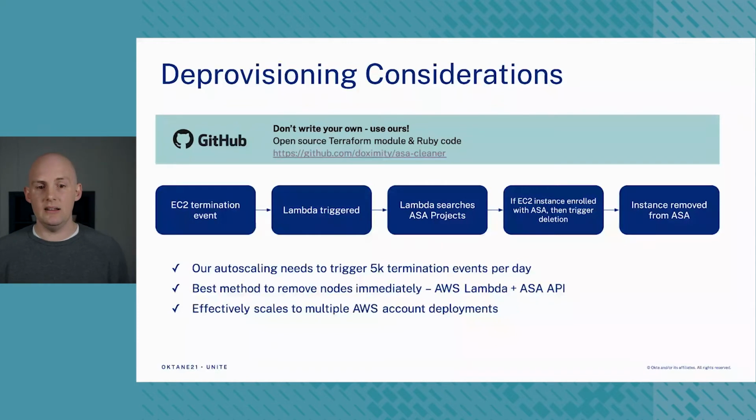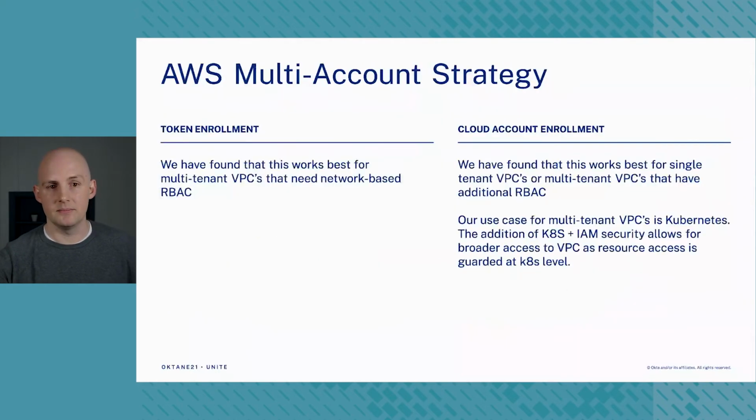So this really meets our needs as we're triggering thousands of termination events every day, and it effectively scales out to multiple accounts. All you need is a Terraform module with an API key in ASA, and you can immediately deprovision servers as they spin down in EC2 and make sure your inventory in ASA is always up to date in a timely manner. So as we're spinning up and spinning down nodes, we're doing it in multiple different accounts. We have a multi-account strategy for deployment.